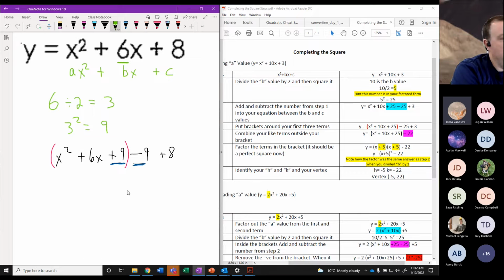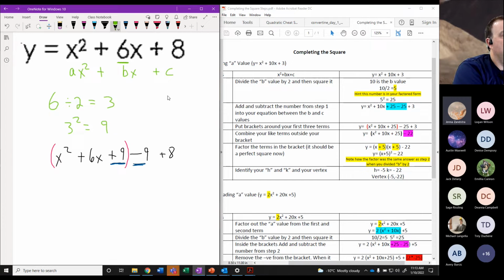Where do you get the 2 from? What 2? Where do you get the 2 from? What 2, Emma? Oh, 6 divided by 2? That's just a step. You take the B value and you divide it by 2. If we remember back, this is a step to make this 9.